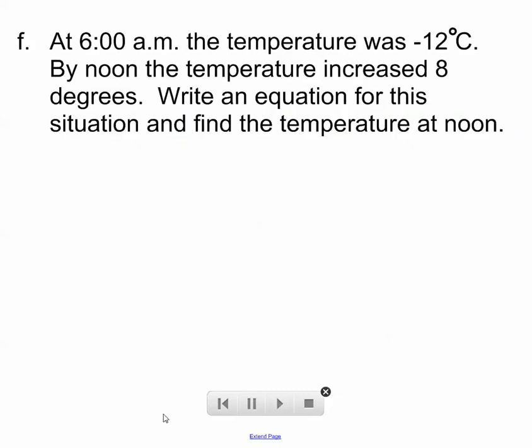Let's do some real-world usage of adding and subtracting integers, or adding integers. At 6 a.m. the temperature was negative 12 degrees Celsius. By noon the temperature increased 8 degrees. Write an equation for this situation and find the temperature at noon. Okay, let's go with T for temperature equals negative 12 plus 8. Now I know I'm adding 8 because it says the temperature increased 8 degrees. So negative 12, there's a negative integer used in the real world, and it rose 8 degrees.